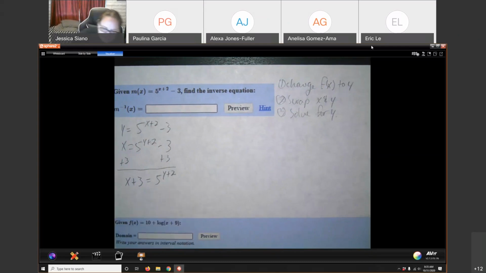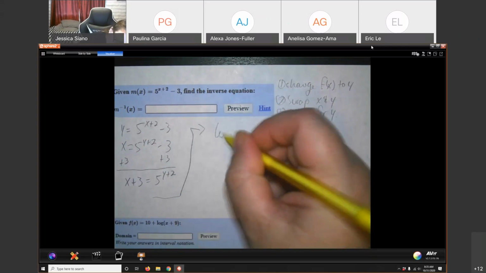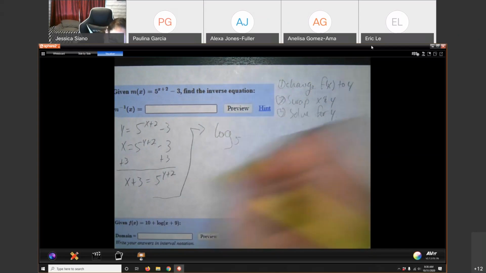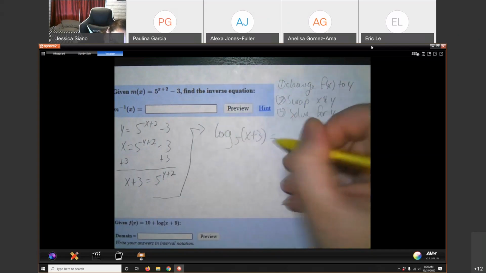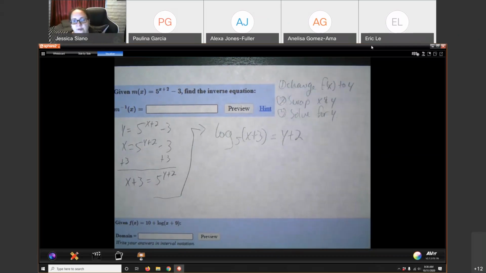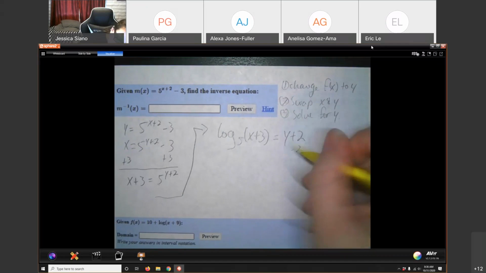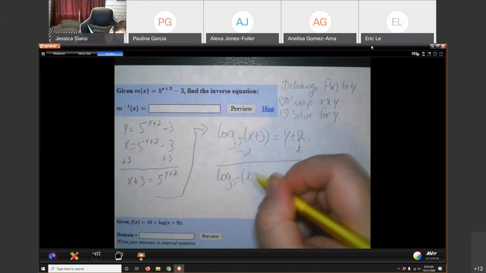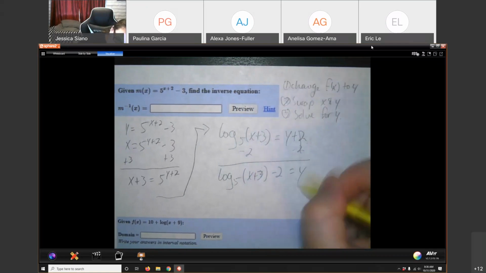Once your base has nothing in front of it and nothing behind it, then you're going to turn this into a log. So as a log, this would be log with base 5 of x plus 3 equals y plus 2. Subtract the 2. So we have log with base 5 of x plus 3 with a minus 2 on the outside. And that's my inverse.